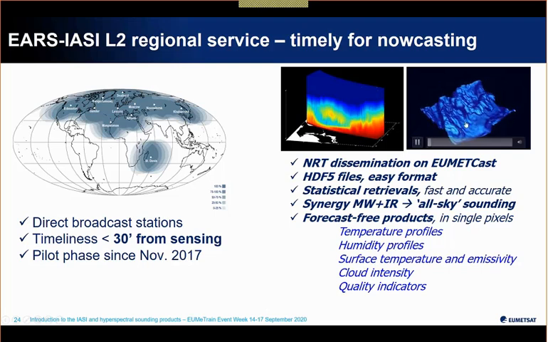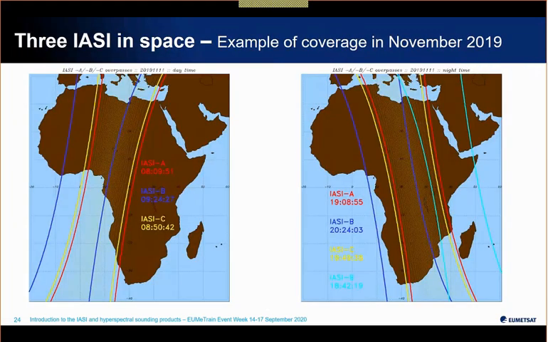And here is a humidity 3D structure, which I also reconstructed from an overpass off the coast of Japan. So in these products, you will find temperature profiles in every single pixel, humidity profiles, surface temperature and emissivity, if you're interested in, cloud intensity or cloud signal, and quality indicators. And I will come back tomorrow to explain how you could use these quality indicators for your applications.